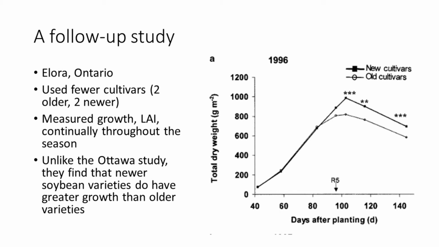So during those stages of grain fill, of pod fill, that's when new cultivars sustain much higher total dry weights compared to older cultivars. So we have two studies coming to two different conclusions. The Morrison study in Ottawa saying dry weight, total crop growth has not increased over year of release, and this Kumudini study saying, well, actually there has been an increase in total crop growth, but only apparent after R5 during the grain fill or pod fill stages in soybean.